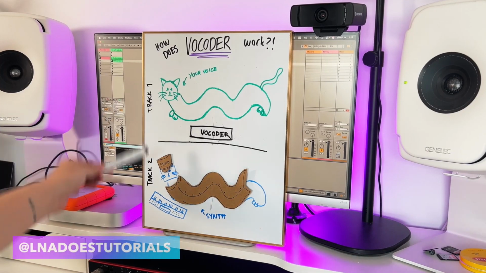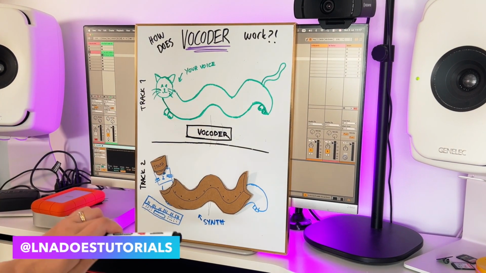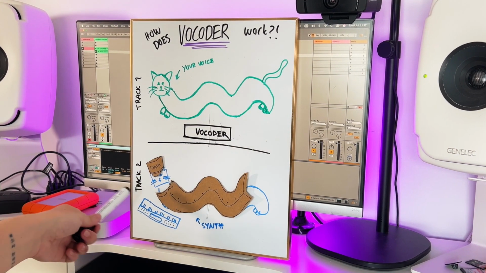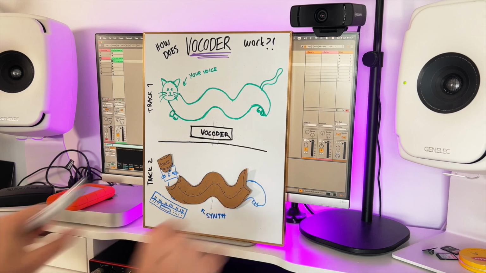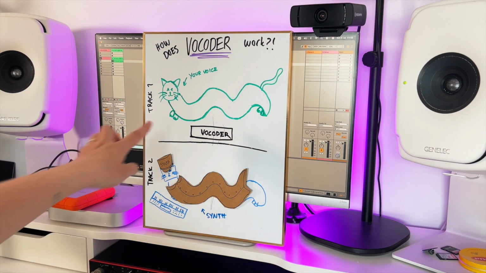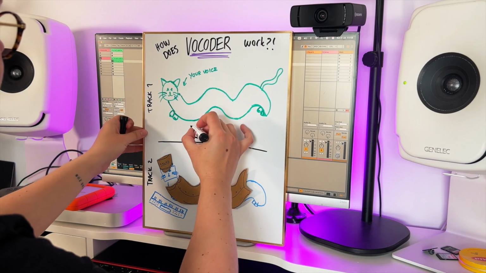Here we have two tracks. This one is an audio track with an audio recording of your voice. Meow. This is a MIDI track with a synth instrument there. Meow. Now on the audio track, we're gonna add a vocoder. And on the vocoder, there is a cat door.